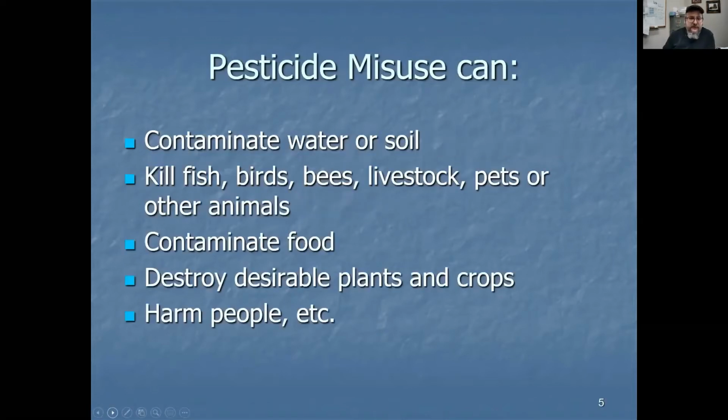Misuse of pesticides can contaminate water, soil, kill fish, birds, bees, livestock, pets, or other animals, contaminate food, destroy desirable plants and crops, harm people, etc. So the key word here is misuse. So when we follow the label, the instructions and directions, and we use the pesticide as it's supposed to be used, it's safe and it presents no real hazards. So it's the misuse that causes problems.